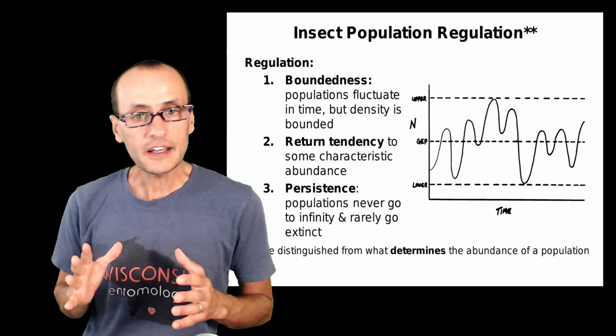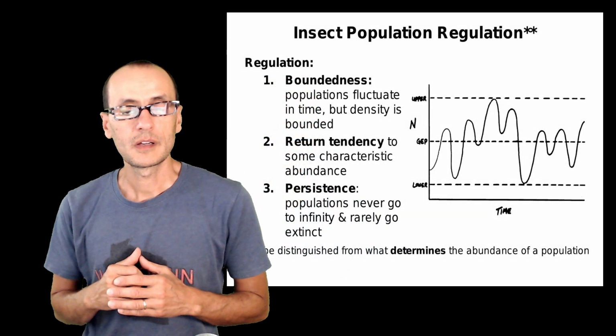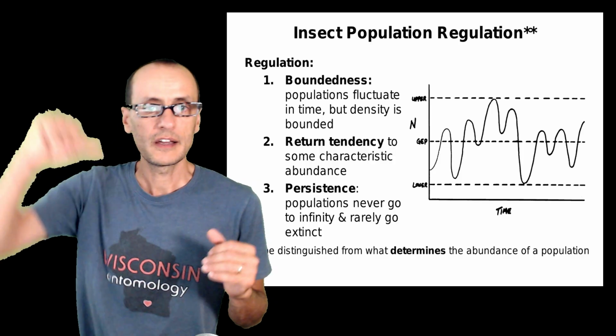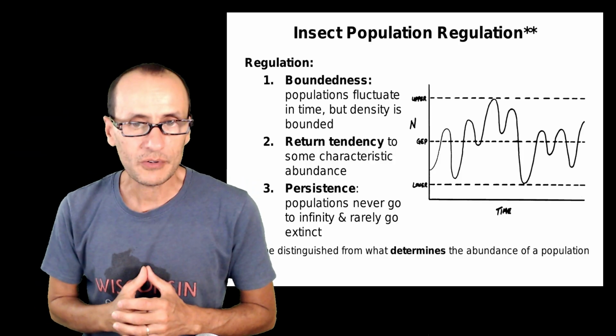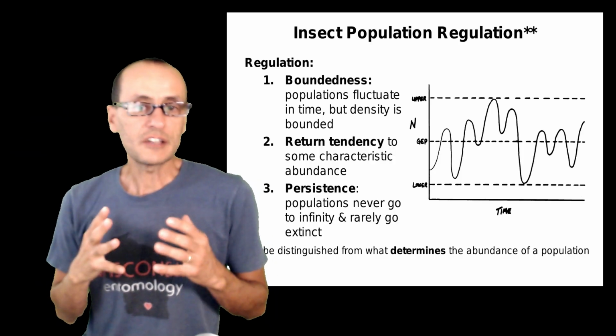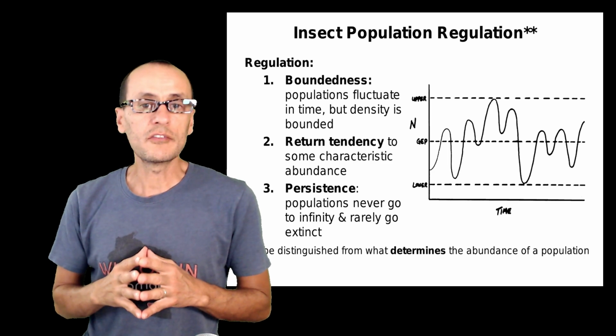Why are some populations very stable? Why do others, on the other hand, increase quite rapidly? And what makes them come back down? Why don't they just keep increasing to infinity after that? This idea that populations don't grow to infinity and don't necessarily crash to zero has invoked the concept of regulation.